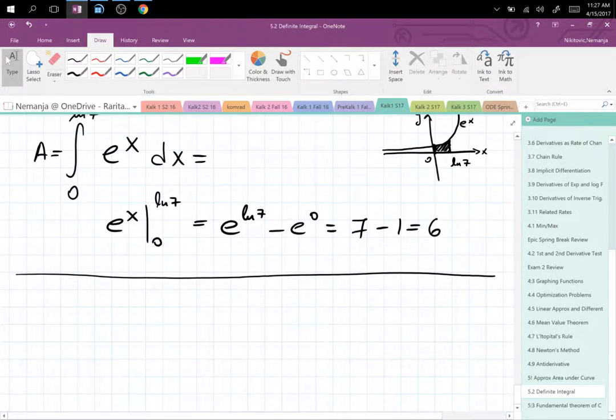Let's do 2 more examples. Find something interesting, hopefully. How about the area under the square root of x cubed dx, from 1.